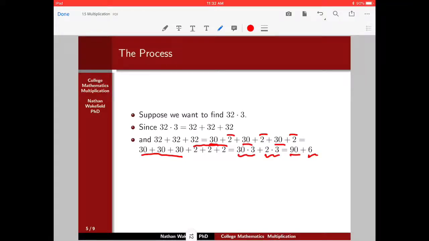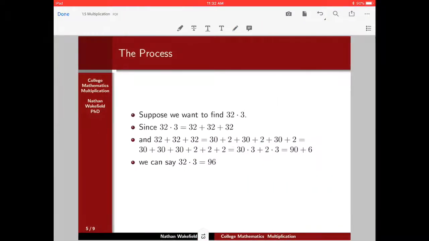Just to remember, why would 30 times 3 be 90? Well, that would be 30 plus 30 plus 30. Adding down the column, I get a 9 and a 0. So I've got 90 plus 6. Well, what is 90 plus 6? Simply 96. Okay, so we can say that 32 times 3 is 96.